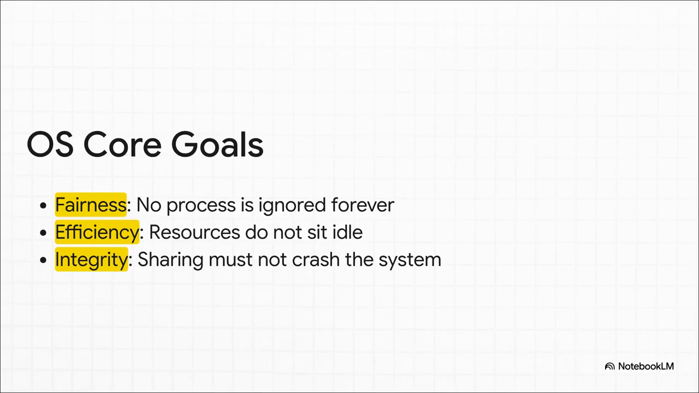And what's really fascinating here is that different systems prioritize these goals differently. A massive web server might prioritize pure throughput, while the smartphone in your pocket heavily optimizes for battery life, constantly and dynamically shifting its balancing act.